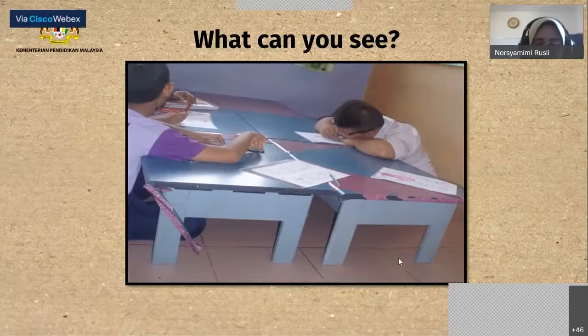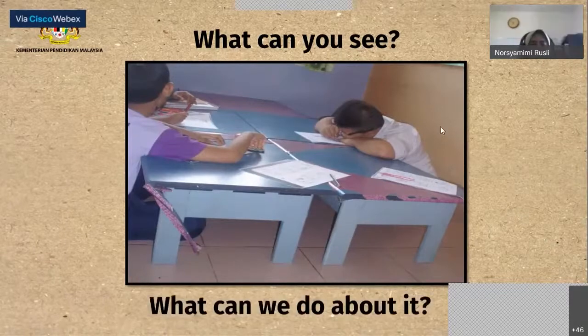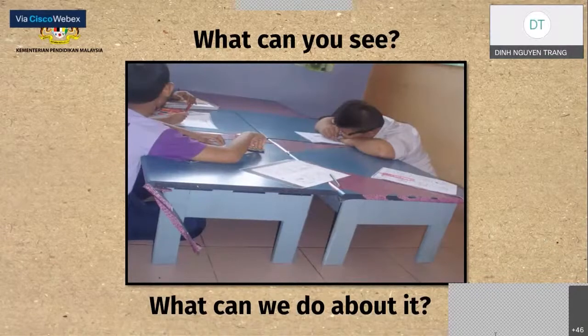So for this class, what do you think you can do about it? The whole class has this desk. They don't have chairs, so they do the activities here. What can you suggest? I think an adaptive chair for him.